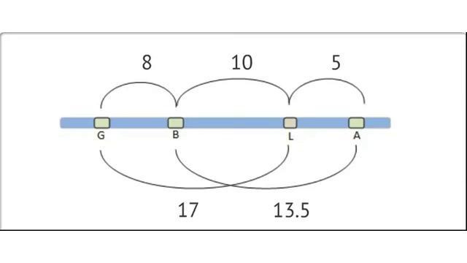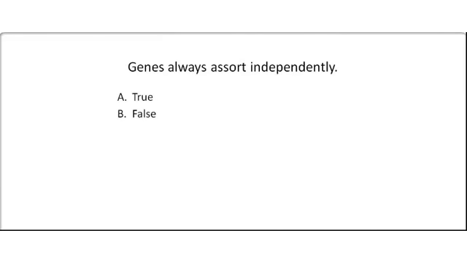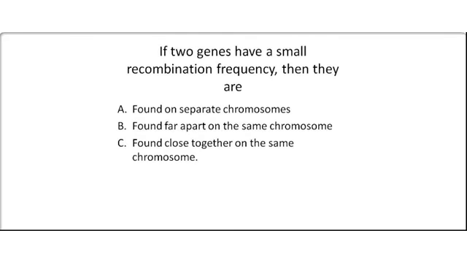Now, time for some questions. Thomas Hunt Morgan studied which experimental organism? Pea plants, cabbage, fruit flies, dogs, or humans? Genes always assort independently. True or false? If two genes have a small recombination frequency, then they are found on separate chromosomes, found far apart on the same chromosome, or found close together on the same chromosome.